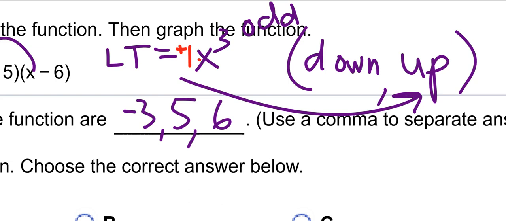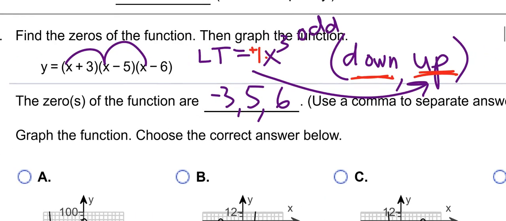Just like we talked about yesterday. Remember that? Okay, so then my odd degree tells me that the left has to be opposite of the right. So it's really important that I know what this is. Otherwise, I'm never going to know what opposite is. Okay.